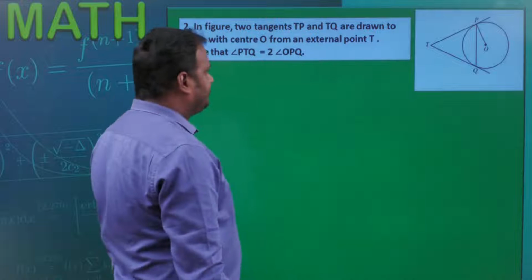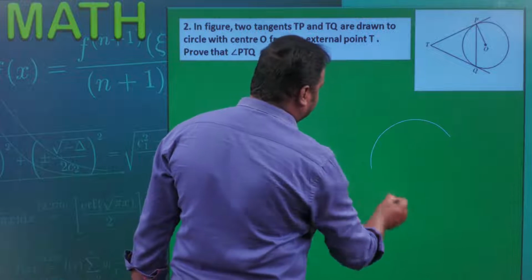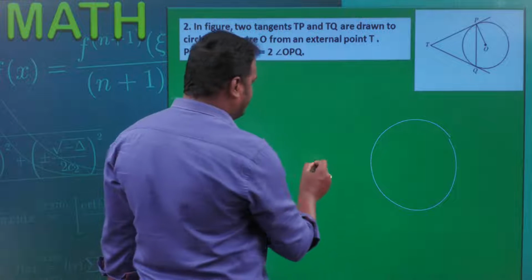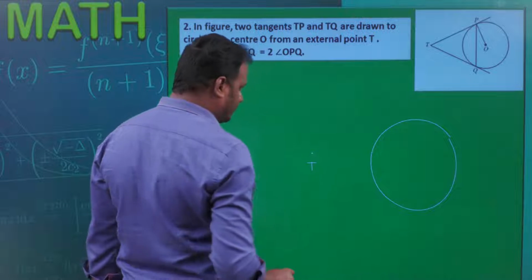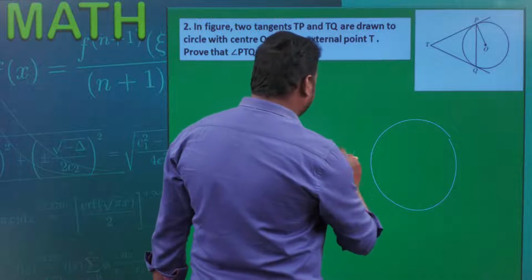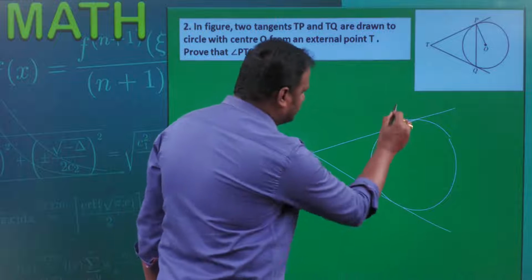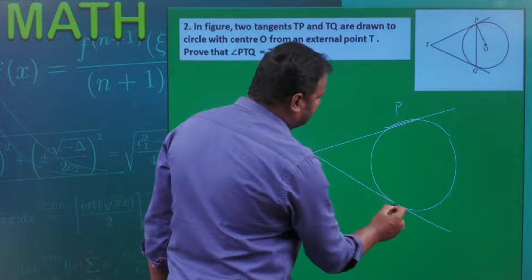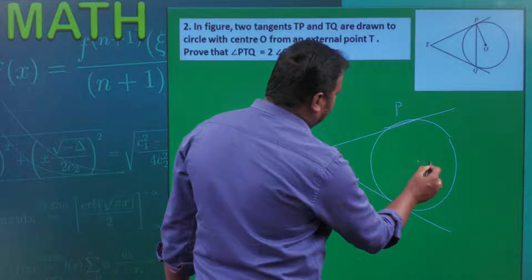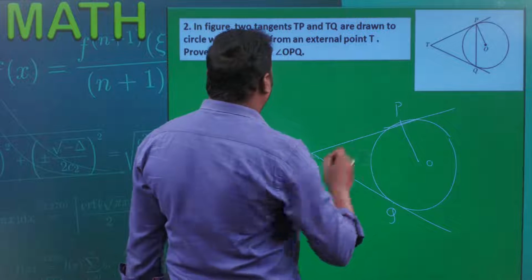Coming to the next one, here I would like to draw the figure again for better understanding. Again, T is a point outside the circle. TP is one tangent and TQ is another tangent. This is point P and this is point Q. And of course the center of the circle is O. These two are joined. Okay. And what do you want here?